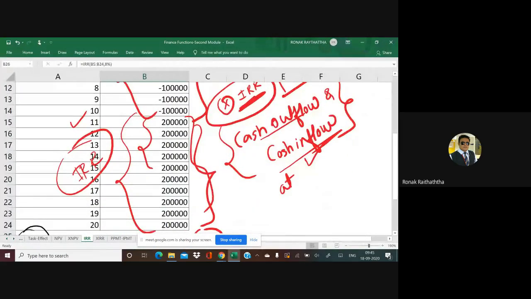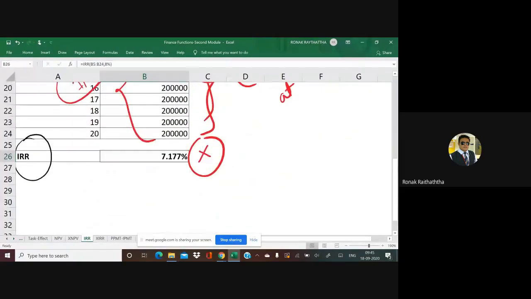Very simplified version. You need not get worried about it. There is no complexity in it. Please try to understand very easily. IRR assumes that cash outflows and cash inflows both should be compounded at one rate. That is which rate? IRR.